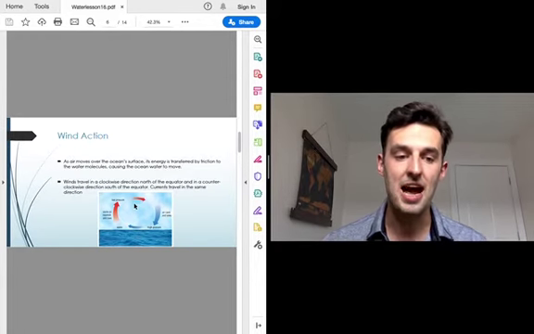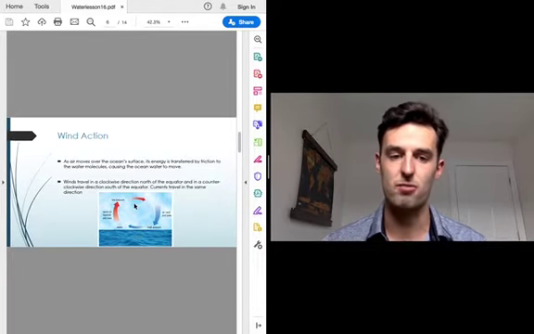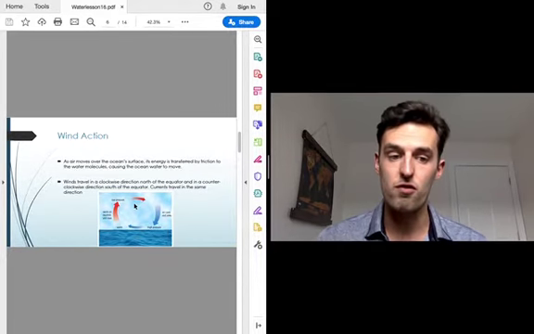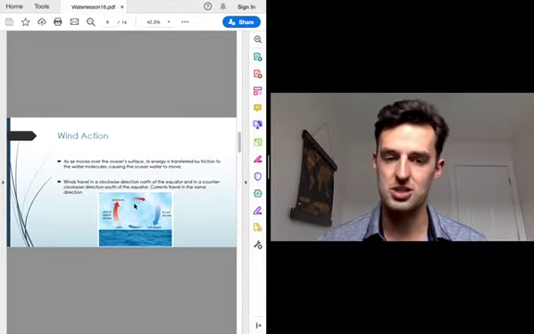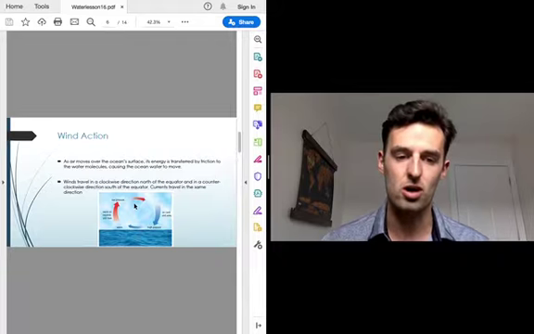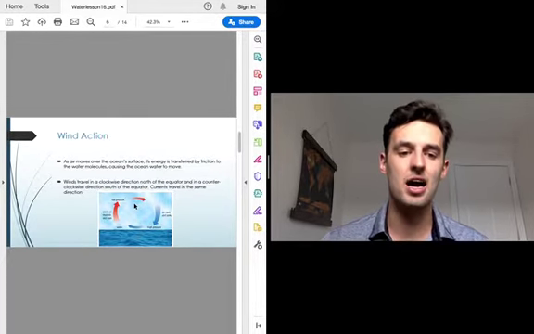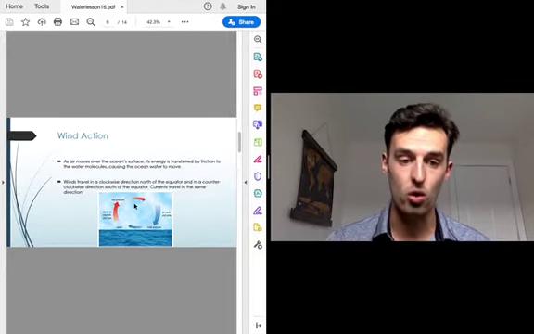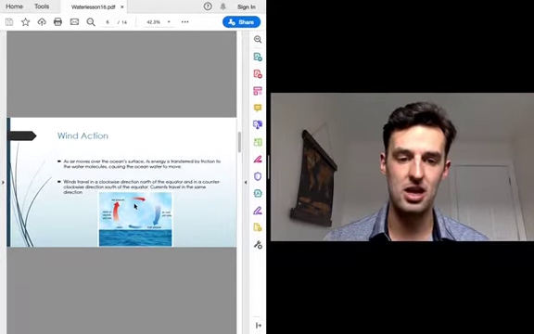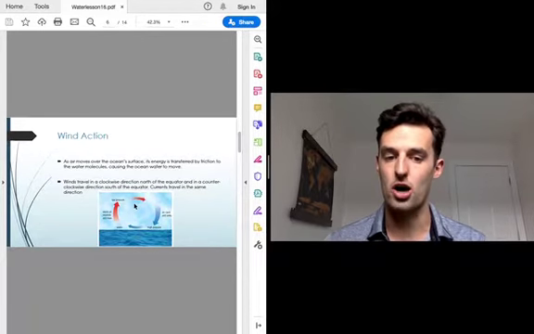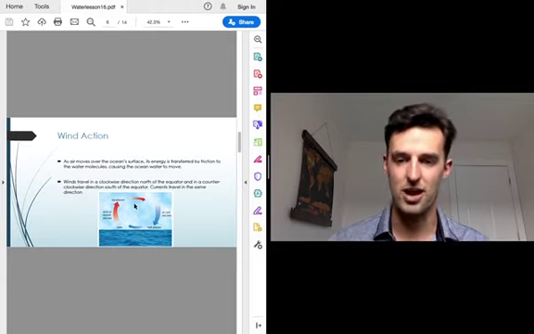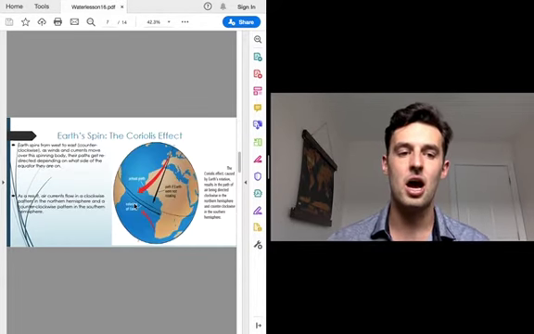When we talk about wind action, air moves over the ocean's surface. Its energy is transferred by the friction of the water molecules, causing the ocean water to move. The wind travels in a clockwise direction north of the equator and in a counterclockwise direction south of the equator. Currents travel in the same direction. So if the current is coming from the north, it's going to travel in a clockwise direction. And if the water current is coming from the south, it'll travel in a counterclockwise direction. Just a bit of a fun fact there.